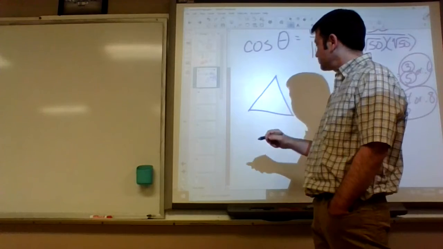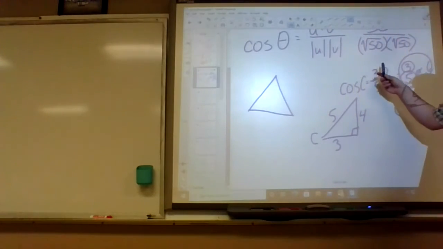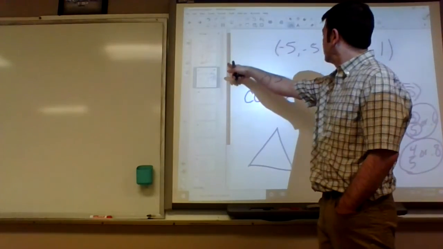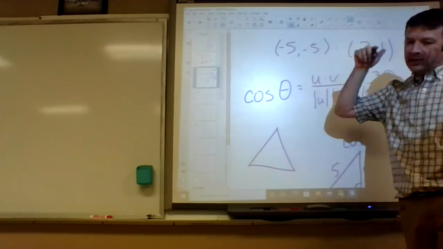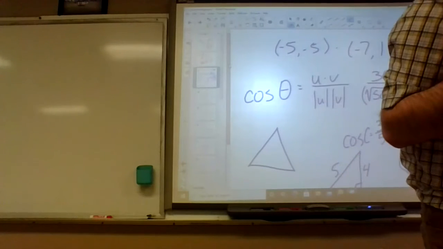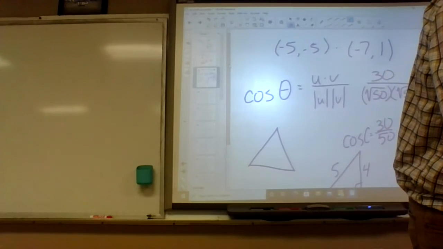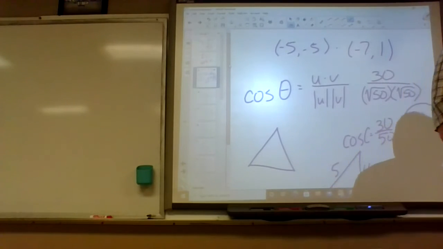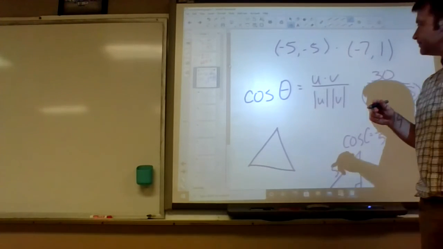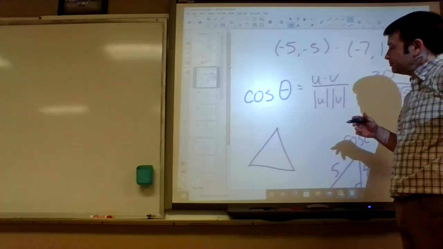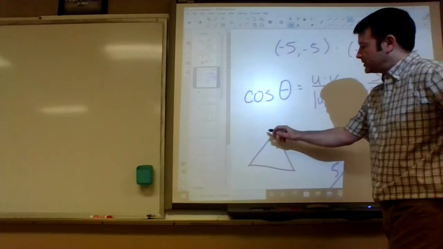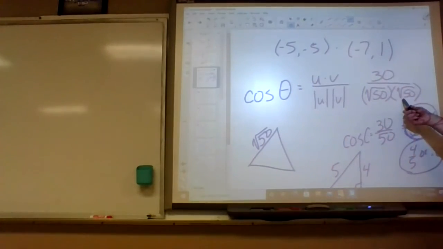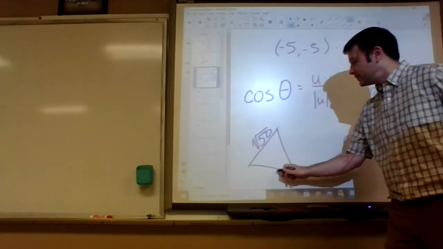The square root of 50 thing, that came from the -5, that was from, what was that? That was vector CA. Yeah, it was vector CA. Anyway, that's square root of 50, one of the sides. And this was another of the sides, square root of 50.